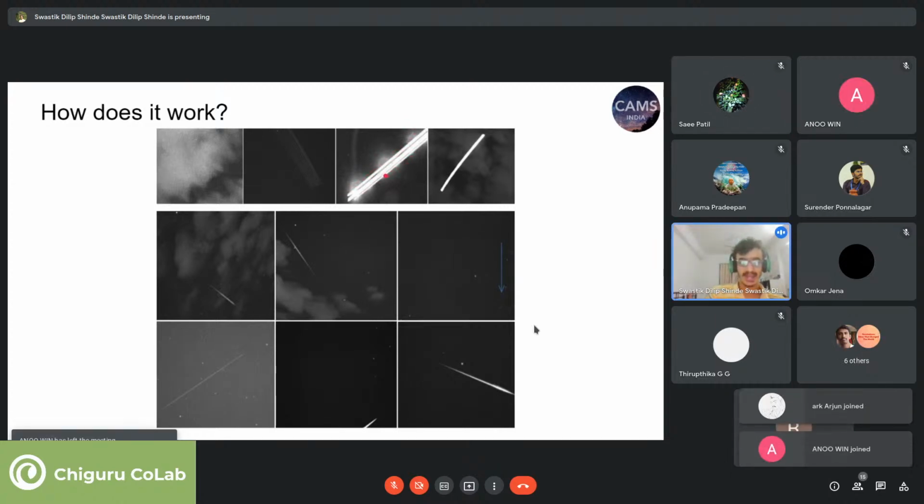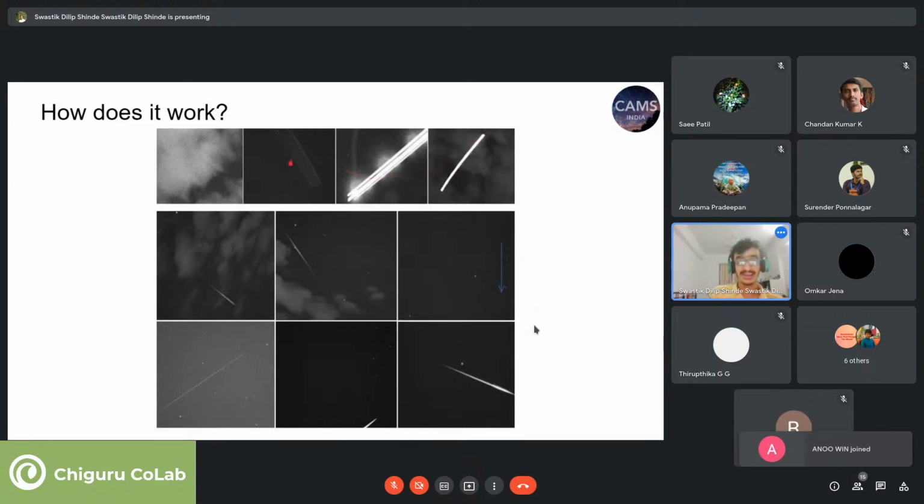So this image is a plane. Here in this image, it's a satellite. And here it is a bird. While these six are meteors, and here in this small, very faint region, that's a meteor. So here we can easily classify them, right? Just by looking at it, you can classify it.